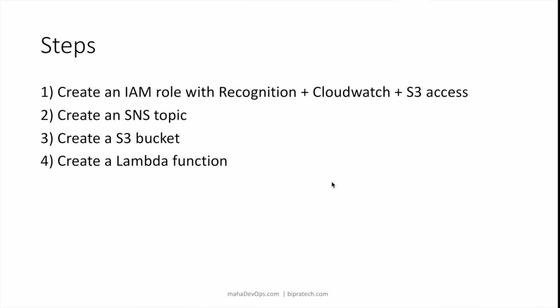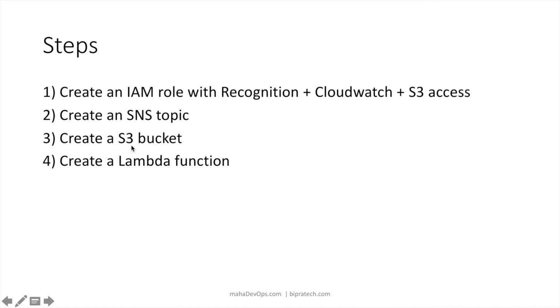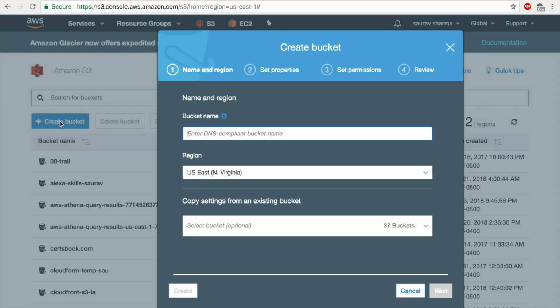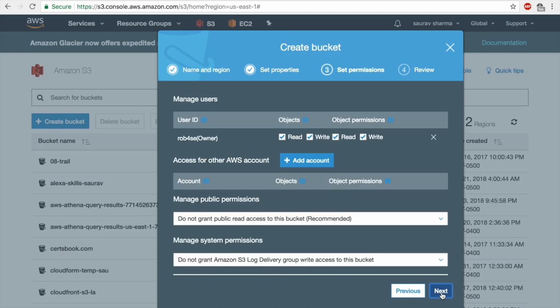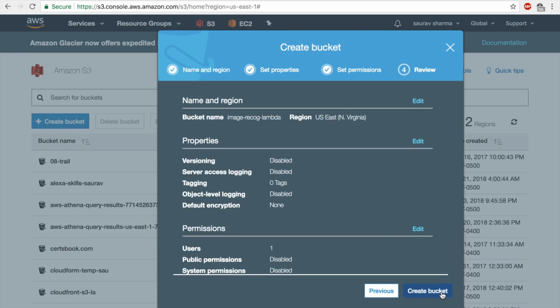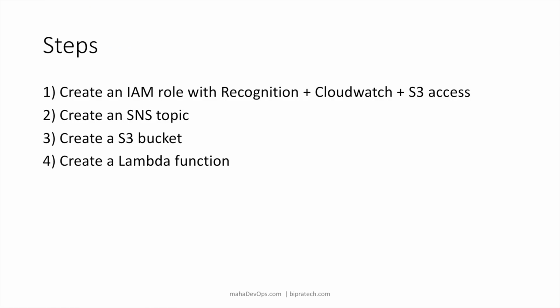So at this point, I can start creating my S3 bucket. I'm going to create a bucket. The bucket name will be image Rekog Lambda. Something that you like. I'm going to say next. Next. Now everything will be next here. I'm going to create a bucket. So once I have my bucket created, I'll move on to step number 4, and that's to create a Lambda function. So I'll move on to my Lambda function now.